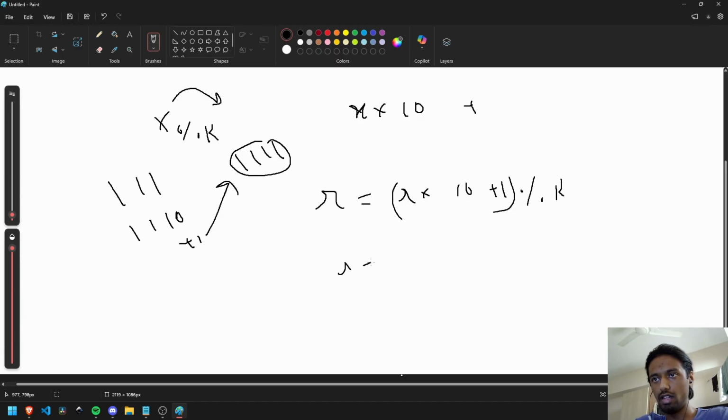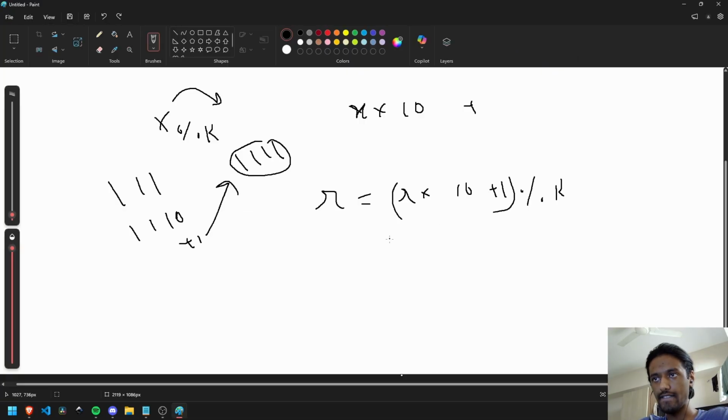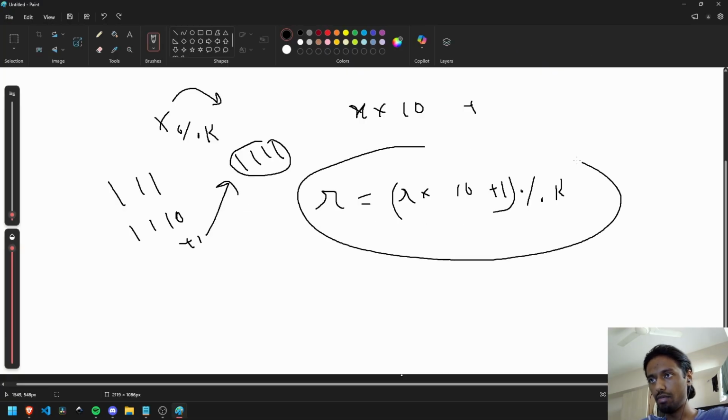And we would also track the number of digits. If this r is equal to 0, then return the number of digits, else you loop back and continue this. Now the thing here is, how long would you continue this loop? There are cases possible where no such number exists, so you return -1 in those cases.